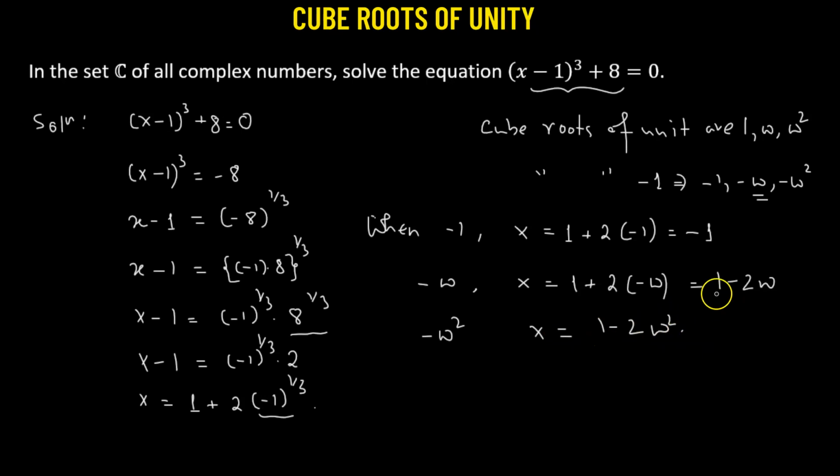So these are the three roots of the given equation, and clearly we are getting ω and ω² in our solution. That means they are complex numbers. That means they belong to the set C of all complex numbers.